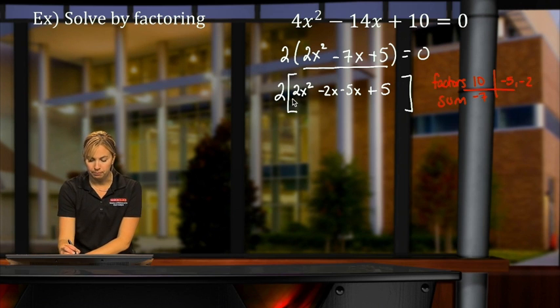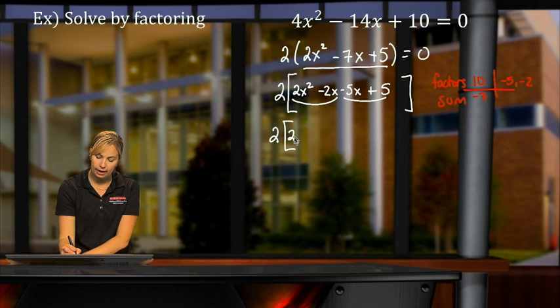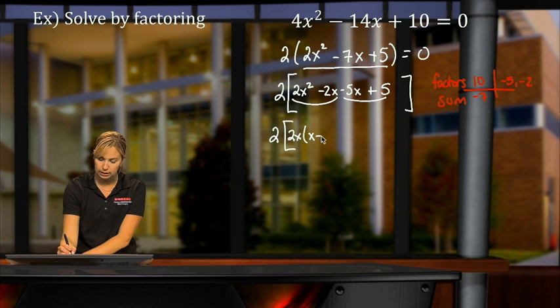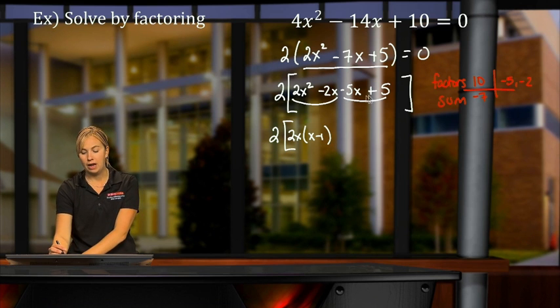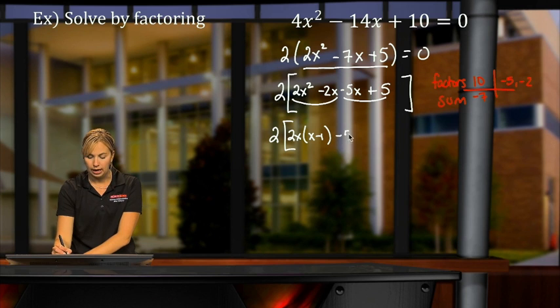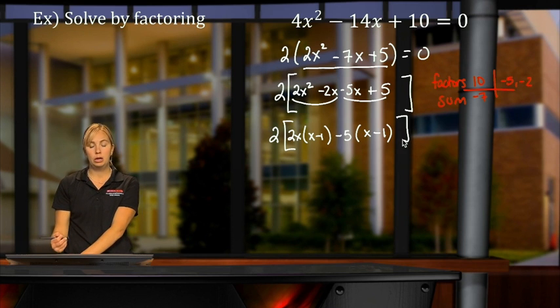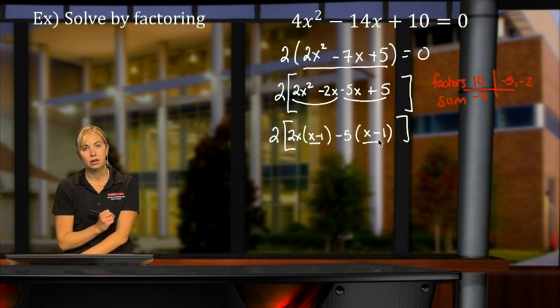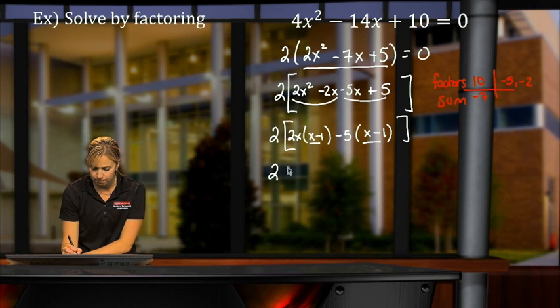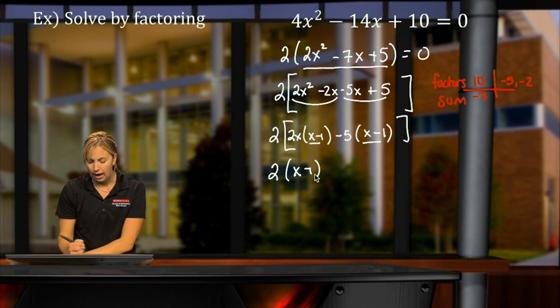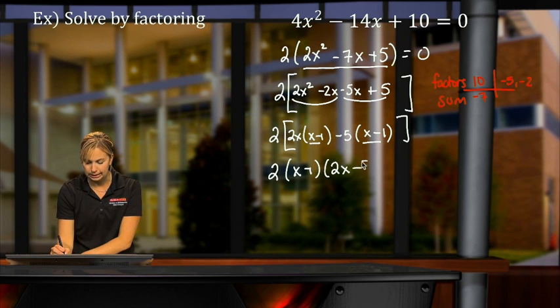Now we factor by grouping. The 2 is still hanging out in the front. We can factor a 2x from 2x squared minus 2x, and we're left with x minus 1. From -5x plus 5, we can factor out a -5, and we're left with x minus 1. Still working within those brackets, we see that there is a common factor of x minus 1. And our other factor is 2x minus 5.